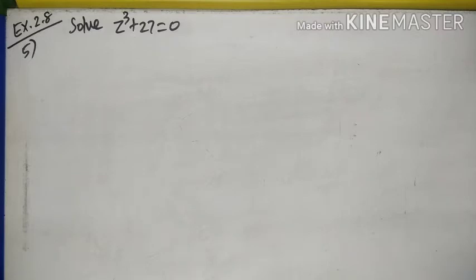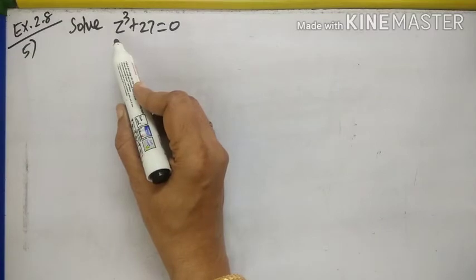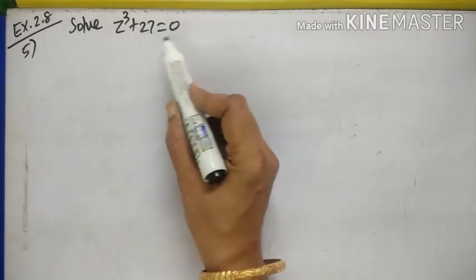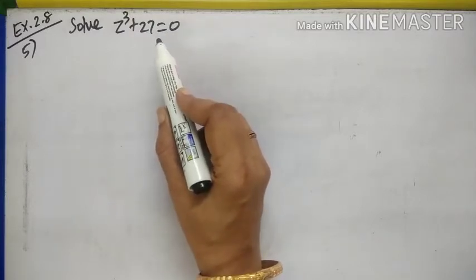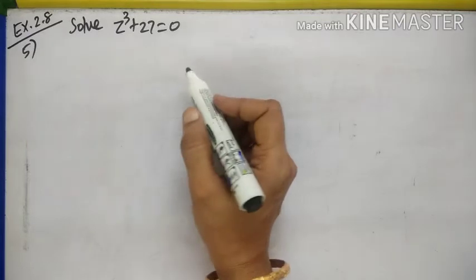Good morning, children. We proceed with exercise 2.8. Today we are going to learn polar form, how it is used in solving complex equations. Z is a complex number and we have z cube plus 27 equal to 0. Some equation is this. So we are going to apply polar form in solving such equations.